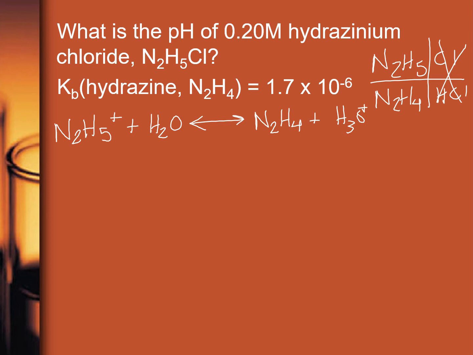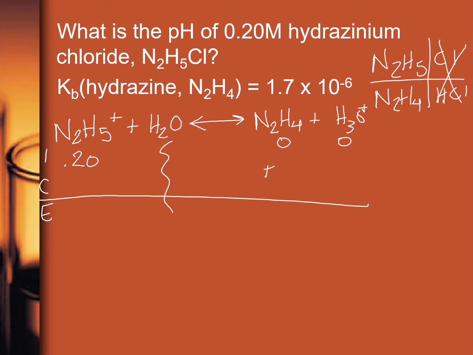So looking at what we have, we know that we started with 0.20 molar hydrazinium. We did not have anything else at the beginning. And remember, we ignore water because it's a liquid. So we know we have to add to our product side, subtract from our reactant side. So that's 0.20 minus x, x, and x.